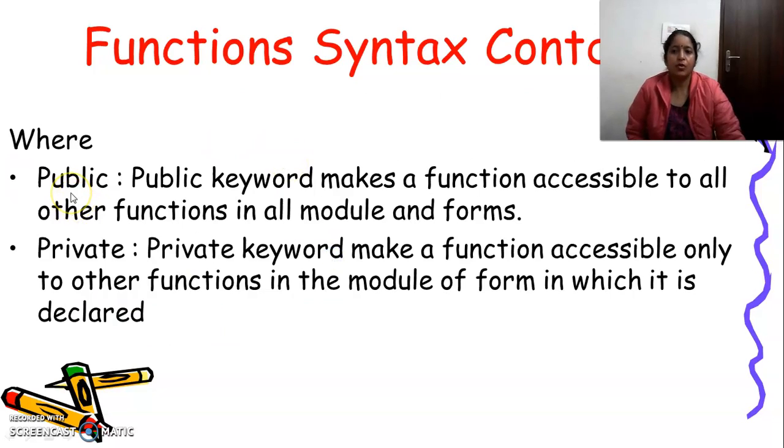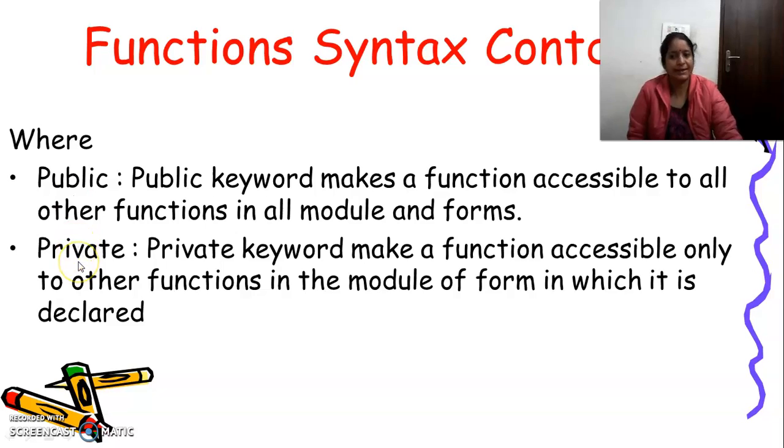First visibility mode is public. As discussed earlier, if we set the visibility mode of a function, then the public keyword makes a function accessible to all other functions in all modules and the forms. Suppose a project has 10 forms, and in the first form you set the function's visibility mode to public. Then this function is available in all other 9 forms also.